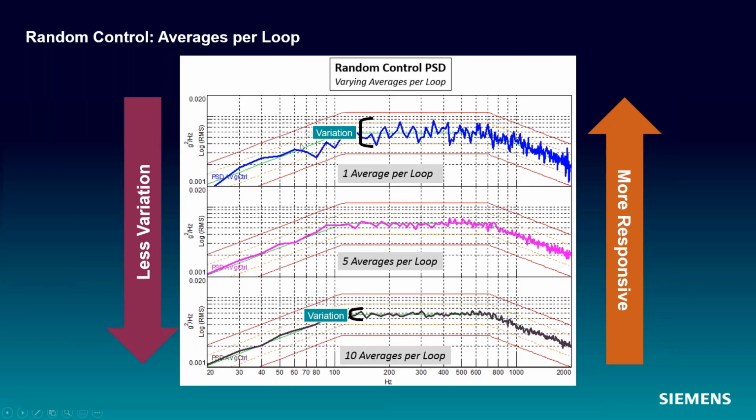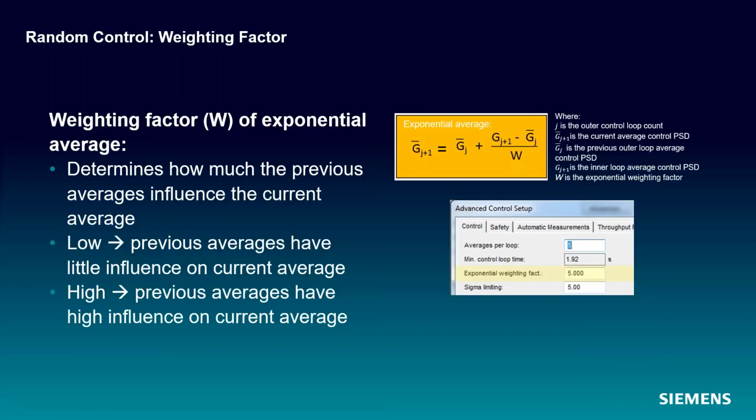Now, why do you want to change the number of averages per loop? Well, there's a trade-off here. With an increasing number of averages, you get a tighter PSD, but fewer averages give you a control that's more responsive, but with more variation. So you can see there's kind of this compromise. And again, we typically use 5 averages per loop as default. It's a good compromise between variation and responsiveness of the controller.